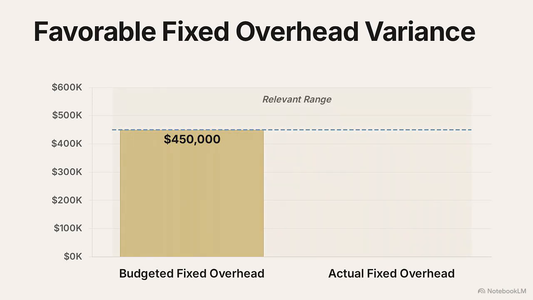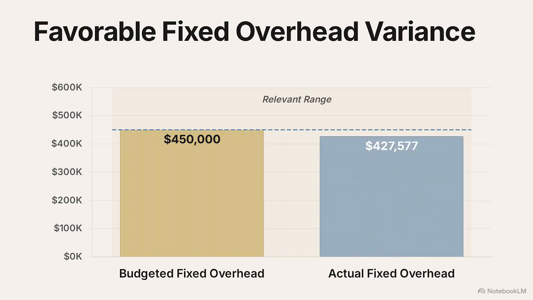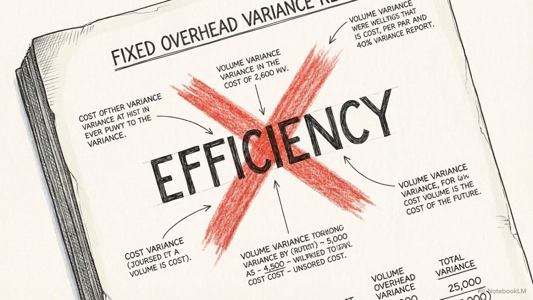The fixed overhead spending variance is simply the actual fixed overhead minus the budgeted fixed overhead. Chowdown incurred $429,000 in actual fixed costs against a budget of $450,000. This straightforward subtraction yields a $21,000 favorable outcome. Warning: production efficiency does not affect this variance. There is no such thing as an efficiency variance for fixed overhead.